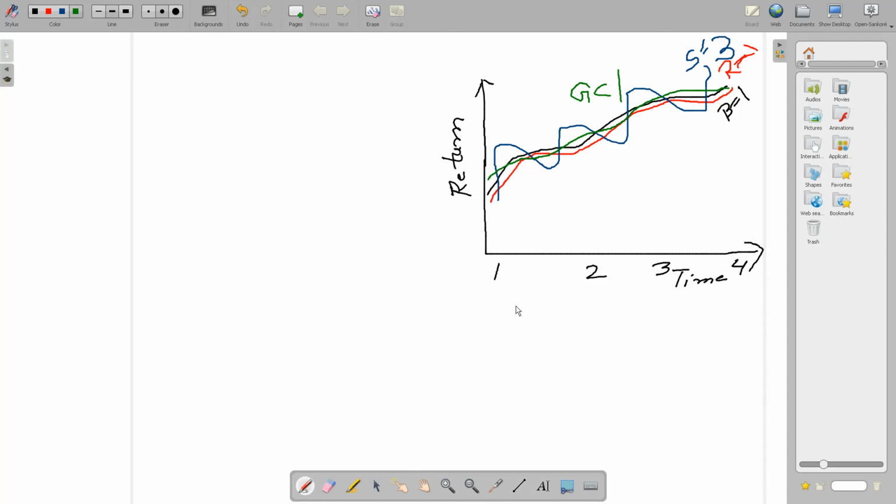Again, if we say that the beta of a particular security A is 1, it implies that if Nifty moves by 1%, the stock also moves by 1%. If the Nifty moves by minus 3%, the stock also moves by minus 3%.